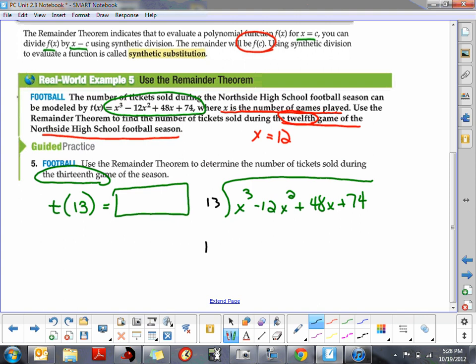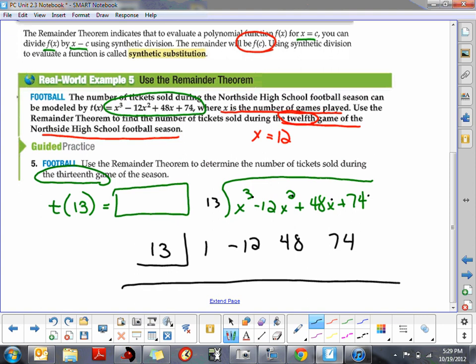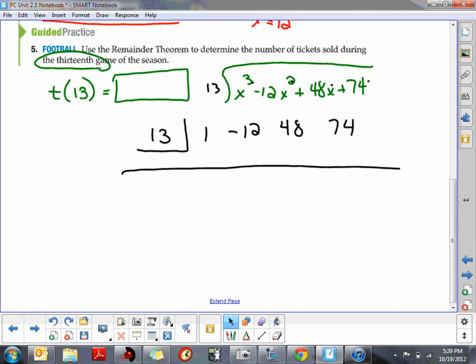So we're going to put a 1, negative 12, 48, and a 74. The powers are 3, 2, 1, 0. They're in standard form. We're going to divide it by 13. Okay, we're going to draw our line so that we have a line to put things up and down over the top. So first thing we do is we drop down our 1.